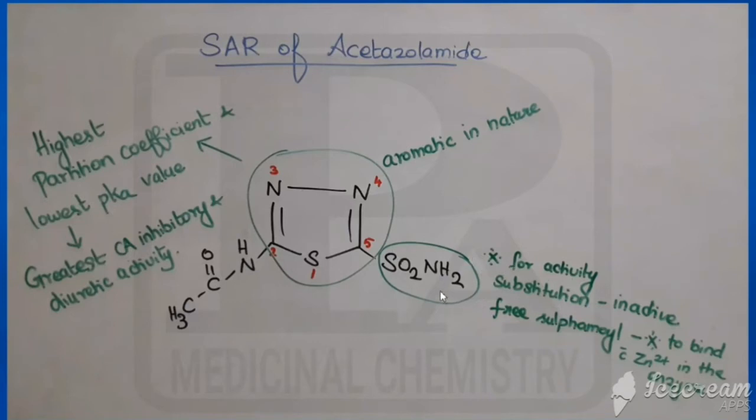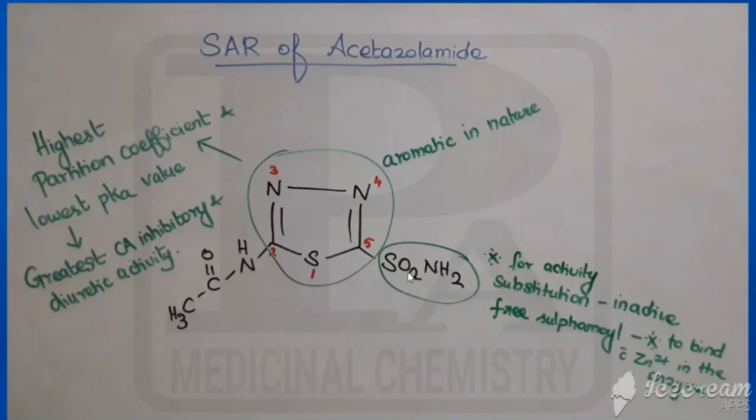If there is any substitution in the sulfonamide group, what happens? We are getting an inactive compound. So that sulfonamide group should be free. Why should it be free? Because this one is important to bind with the zinc that is present in the enzyme. We have already seen that the carbonic anhydrase enzyme has zinc. That's why it is called a metalloenzyme. So this sulfonamide group has to bind with the zinc that is present in the enzyme. That's why it should be free.